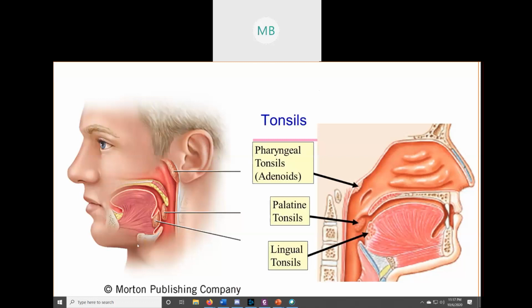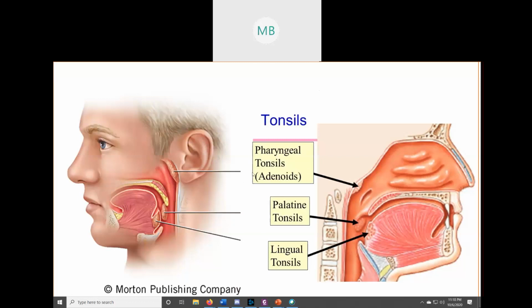Lingual means tongue. So the lingual tonsils are right here at the base of the tongue. The palatine tonsils are the tonsils you see when you open your mouth up big and wide and you can see them coming from the sides of your mouth at the back of your throat. Those are the palatine tonsils that you are looking at.